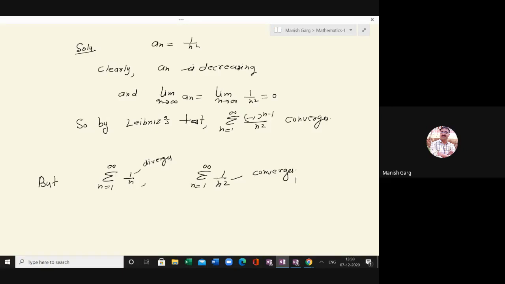The p test. The series 1 by n to the power p diverges if p is less than or equal to 1, converges if p is greater than 1. I will tell you in next lecture.